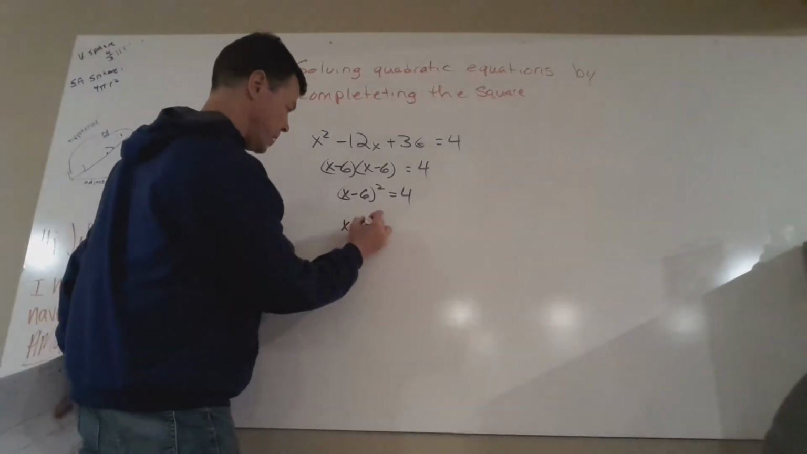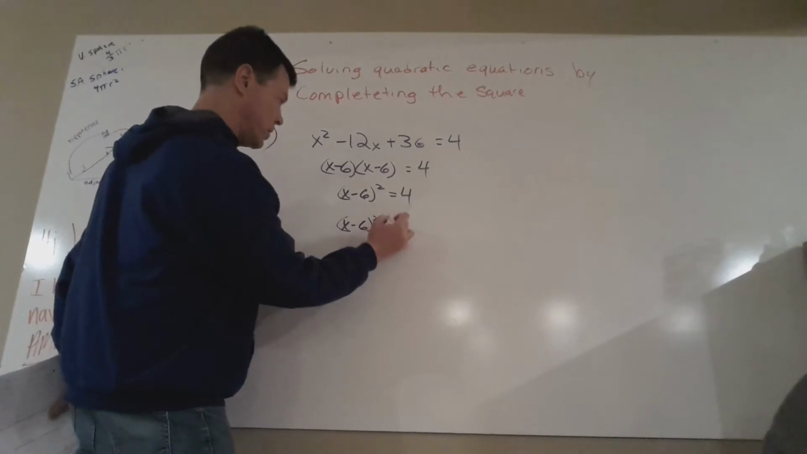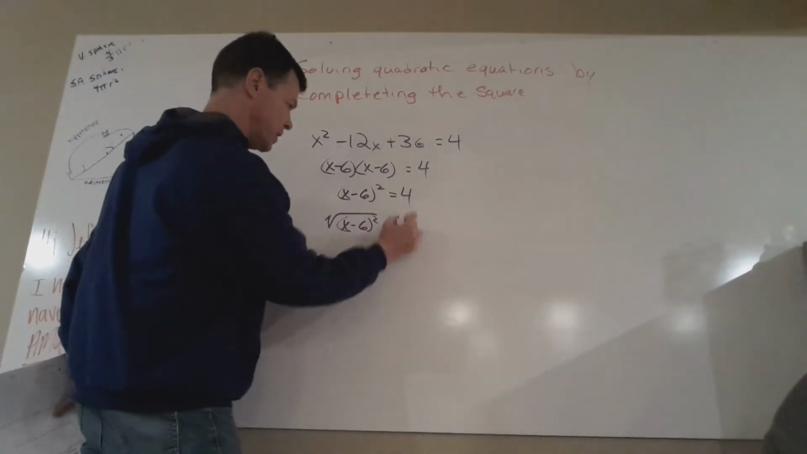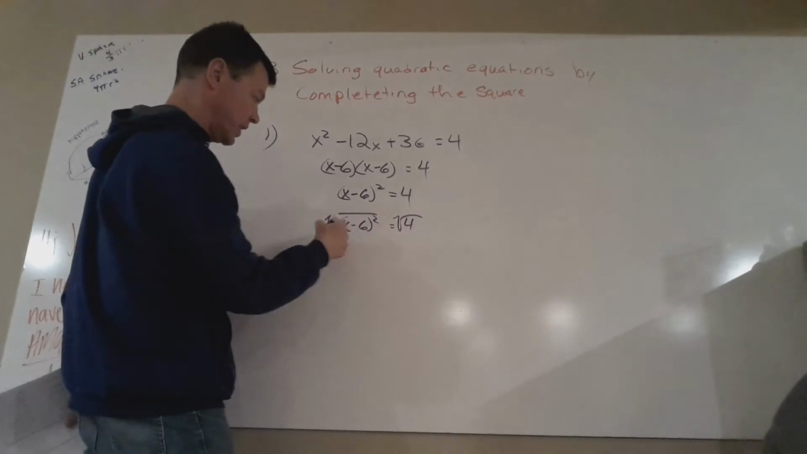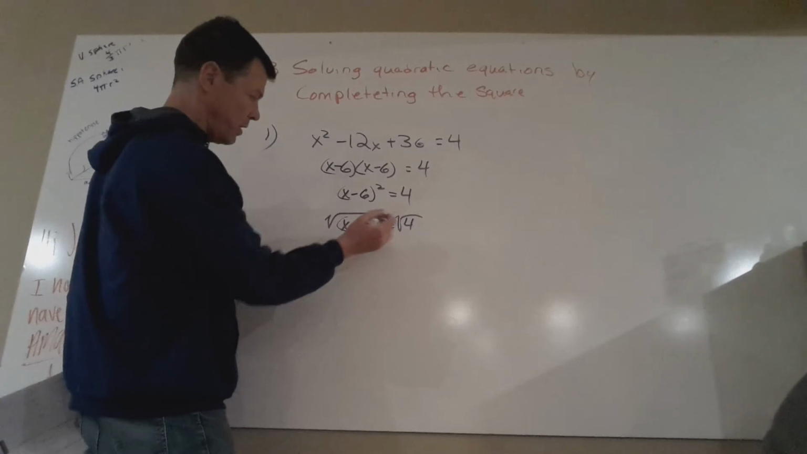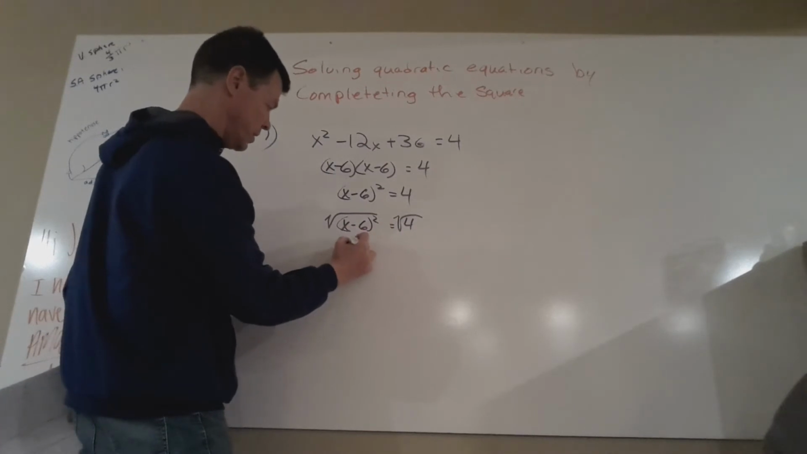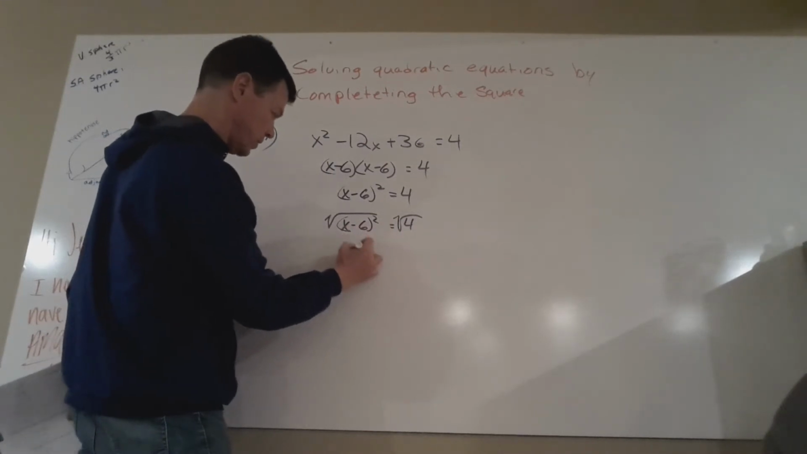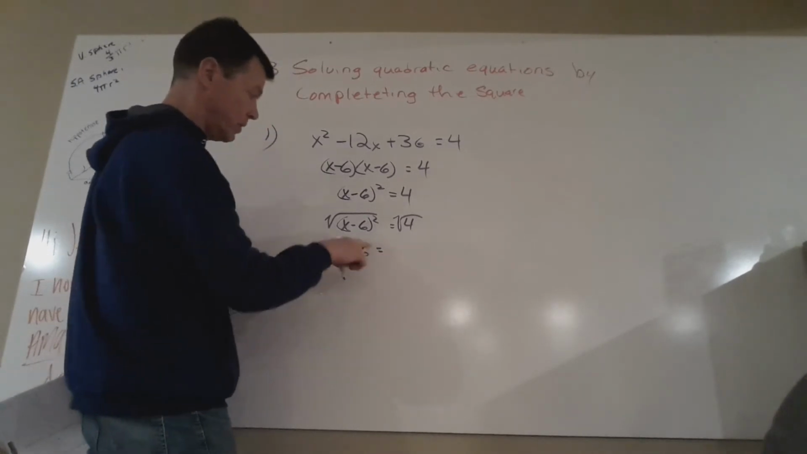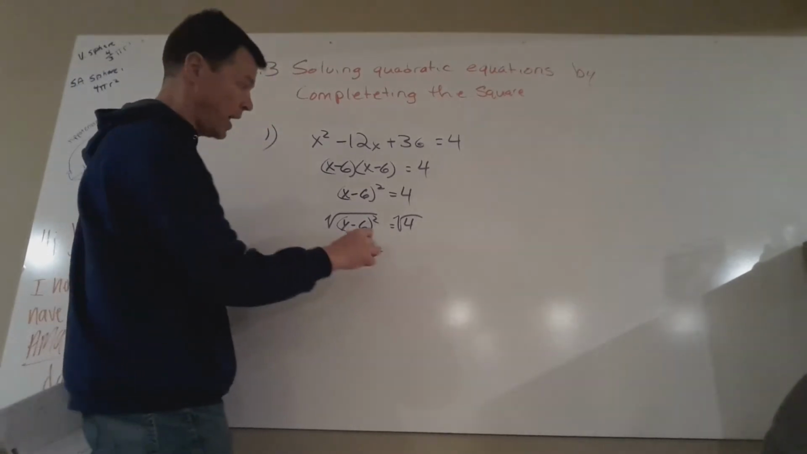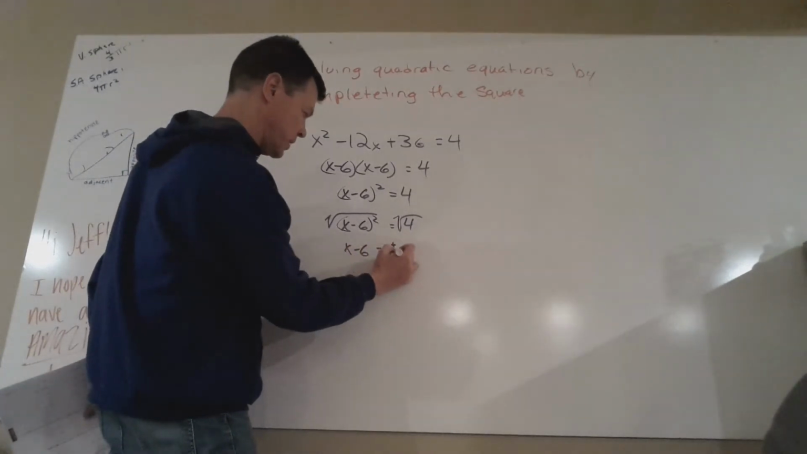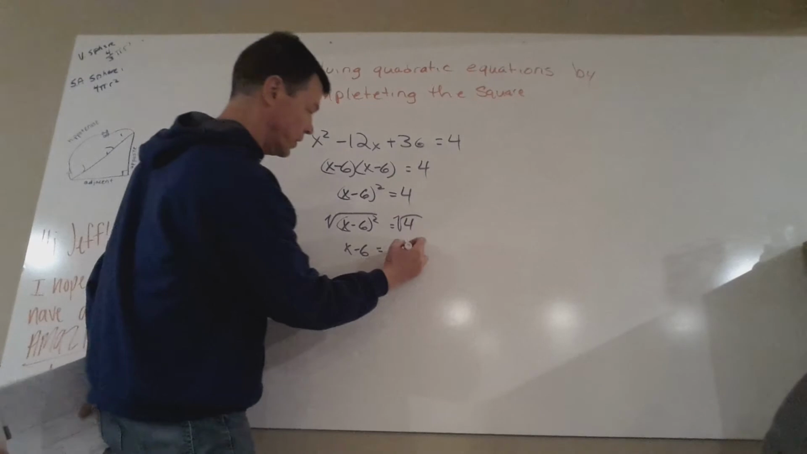So we have x minus 6 squared equals 4. Take the square root of this so we can take care of this squared part. The square root of something squared is just whatever that something is. So that something is x minus 6. And that equals, when we're dealing with square roots, we have to account for both positive and negative. So we're going to have positive or negative. Well, the square root of 4 is 2.